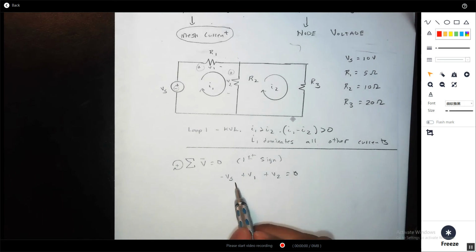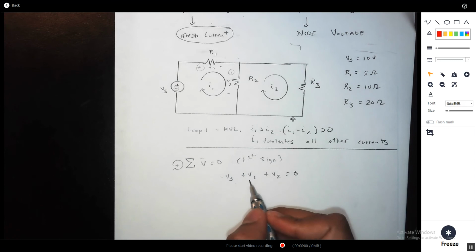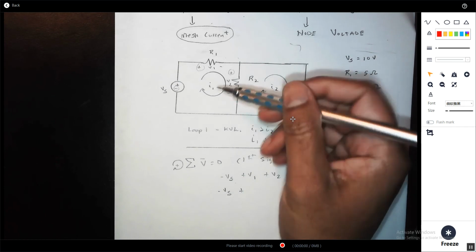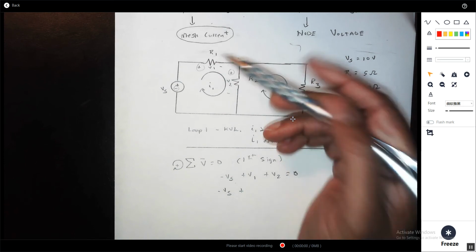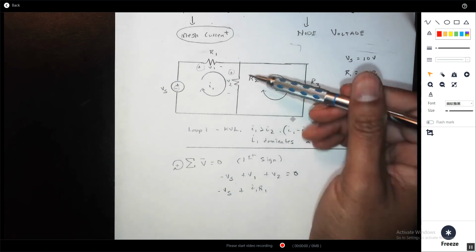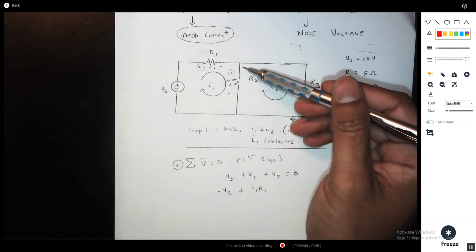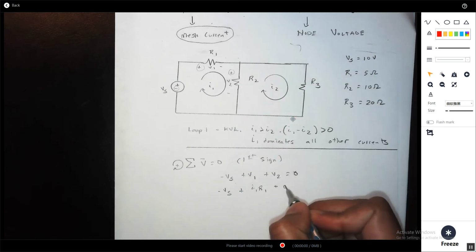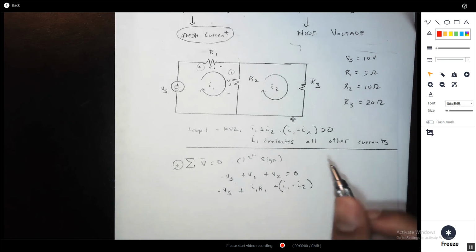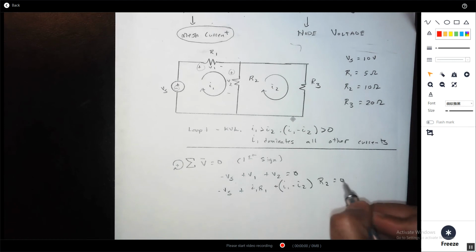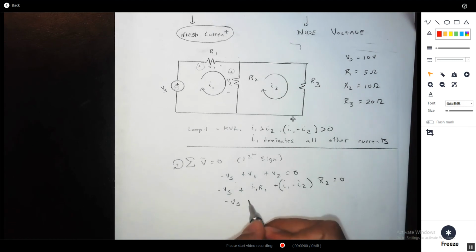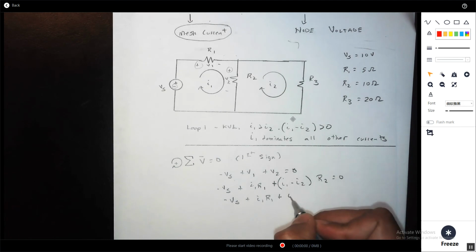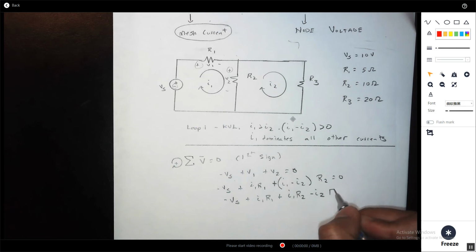Now this is our source, this is our resistor. So our resistor is always IR. So what we'll say is source is minus VS plus I1 R1. Now here is plus V2. But normally you're used to seeing I3. There is no I3, there's only I1 and I2. So I1 minus I2 is the dominating current times R2 is equal to zero. You're going to end up with minus VS plus I1 R1 plus I1 R2 minus I2 R2 is equal to 0.